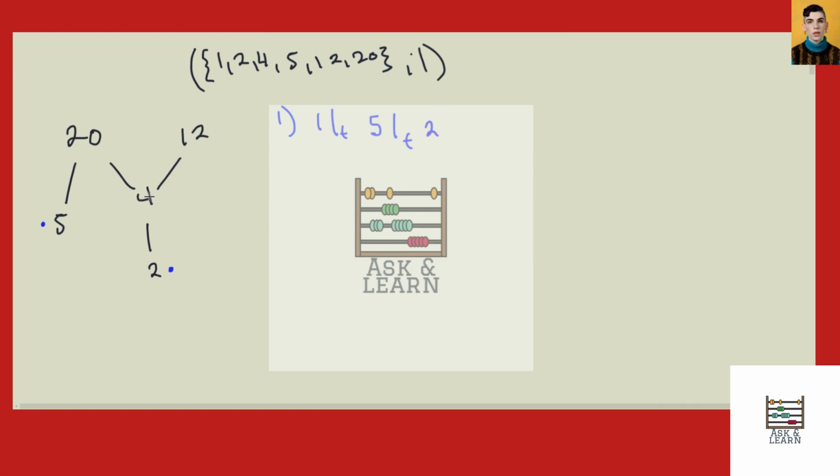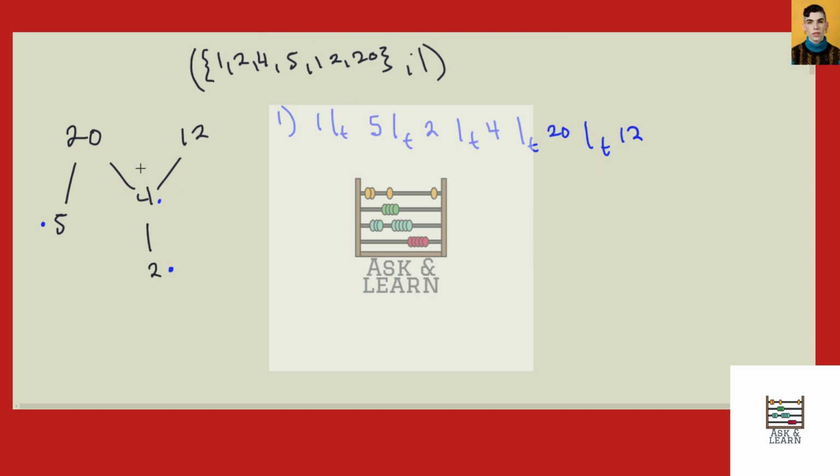Now, our only minimal element is going to be 4. And then we can either choose 20 or 12. It doesn't matter because both would be minimal elements. So I'm just going to choose 20. And then we have 12.